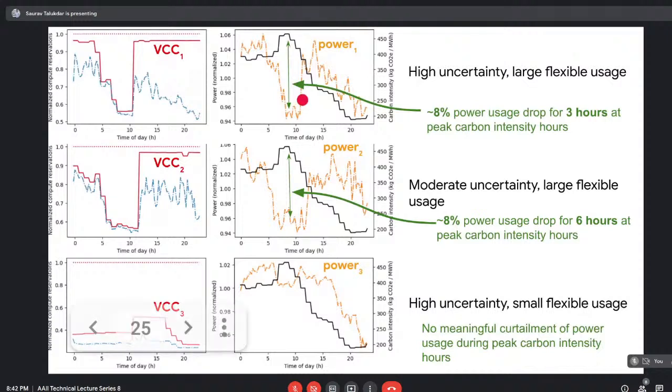Now, what happened to those tasks which otherwise, if we hadn't put this VCC here, would be running here? Well, either those went to some other data center or those got delayed, depending on the nature of the task, and the optimizer takes into account that aspect.